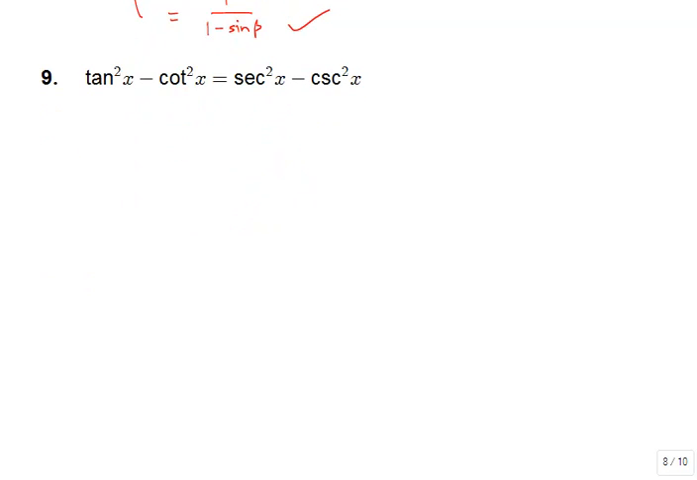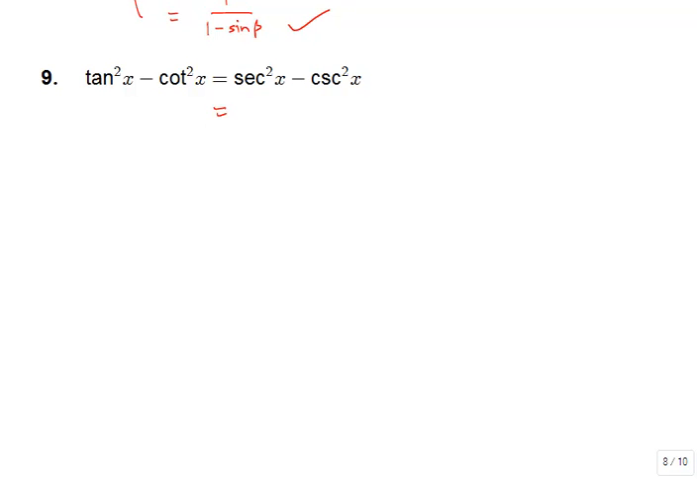Okay, next example here: tan squared minus cotangent squared equals secant squared minus cosecant squared. So which side do you want to work with? They're probably equally as difficult to work with. They equally have as much potential, so it's totally up to you. I'm just going to go ahead and work on this right-hand side.